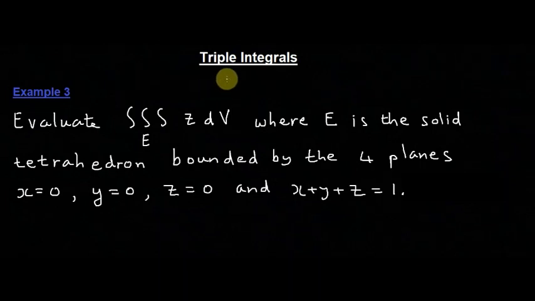So in this example on triple integrals, we have to evaluate this triple integral z dV over the region E. And we are told that E is a solid tetrahedron bounded by the four planes: x equals 0, y equals 0, and z equals 0, as well as x plus y plus z equals 1. So these three, x equals 0, y equals 0, z equals 0, tell us that we are working in the first octant.